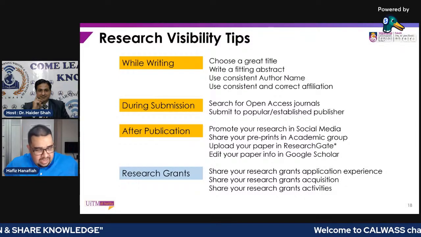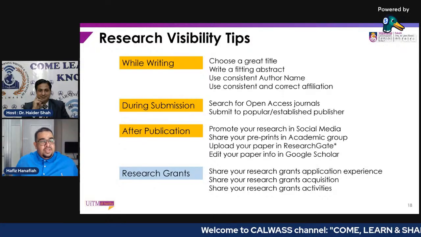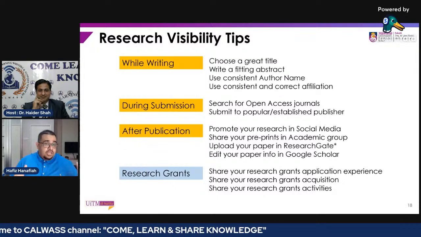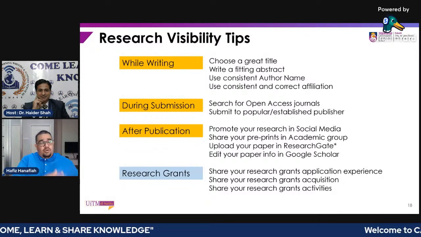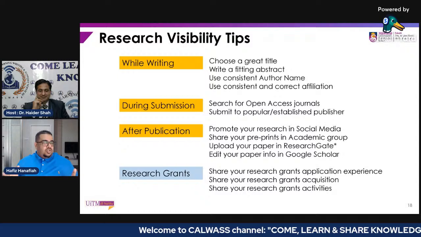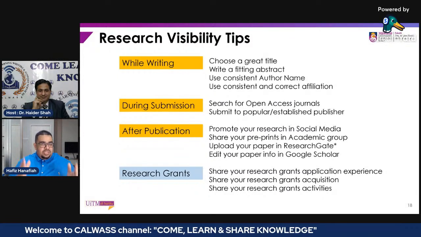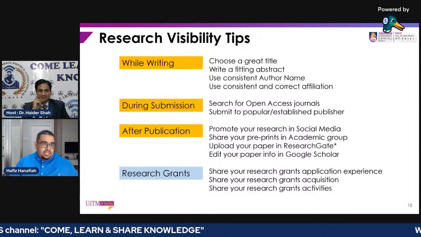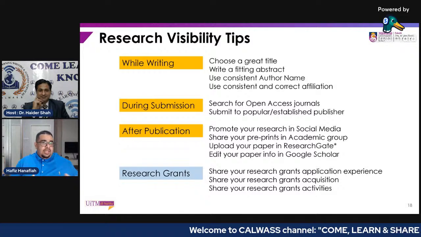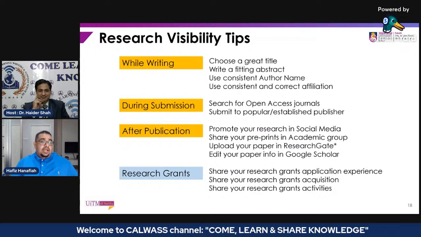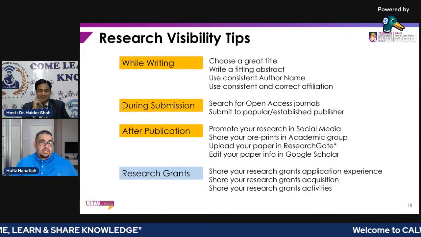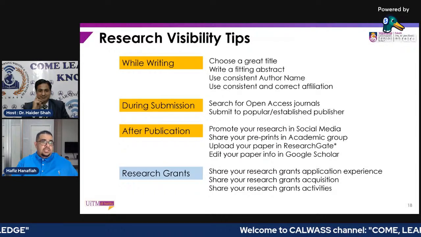This is something that I made a mess of. Previously my name was Muhammad Hafiz Muhammad Hanafiah. So previously I had a few author names, which were Muhammad Hafiz, Hafiz Hanafiah, Muhammad Hafiz Hanafiah, and Muhammad Hafiz Hanafiah. A year or 2 years before I did my PhD, I started using a standard author name. The author name doesn't mean that you need to use your full name. You need to get a catchy name. So right now my author name is Hanafiah, which is my father's name. But again, people know that Muhammad Hafiz Hanafiah is me, and I use consistent and correct affiliations.